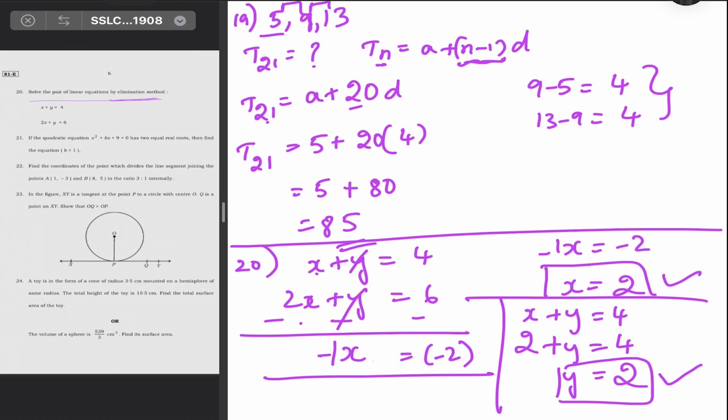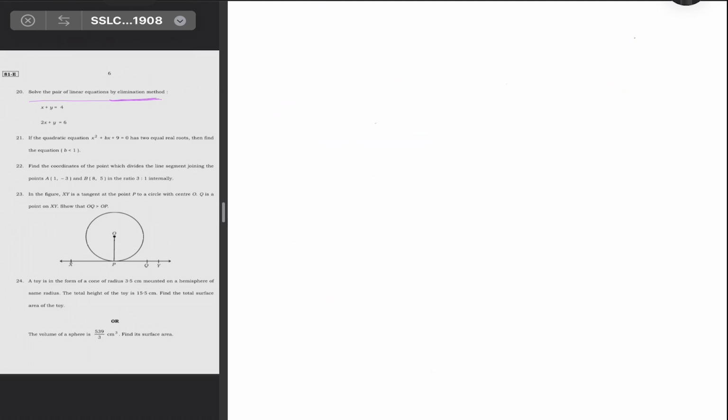Coming to the next question. If the quadratic equation x square plus bx plus 9 equals 0 has two equal real roots, then find the value of b. And what is the condition they have given? b is less than 1. So what is the given equation? x square plus bx plus 9 equals 0.